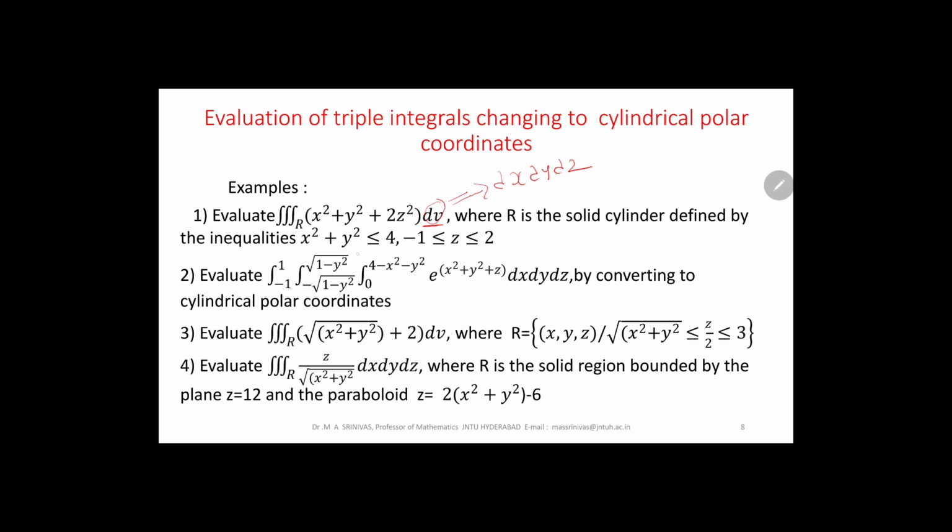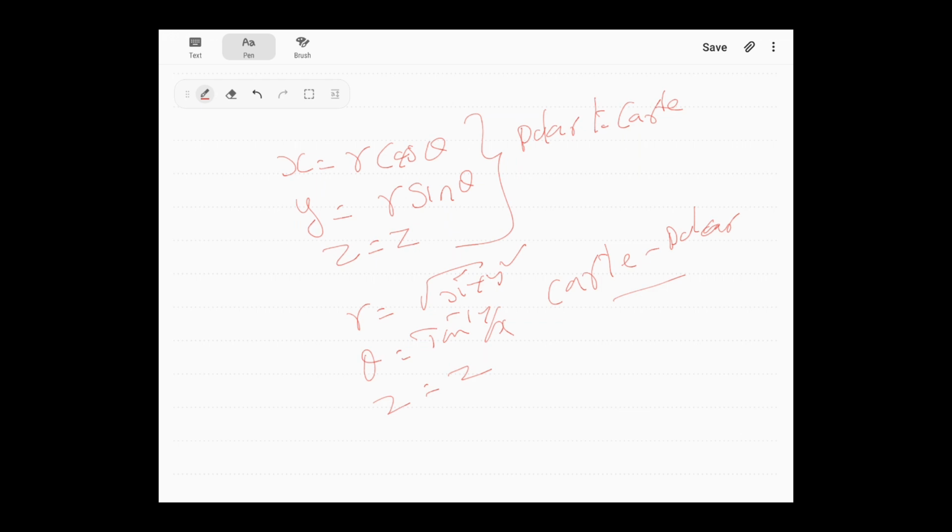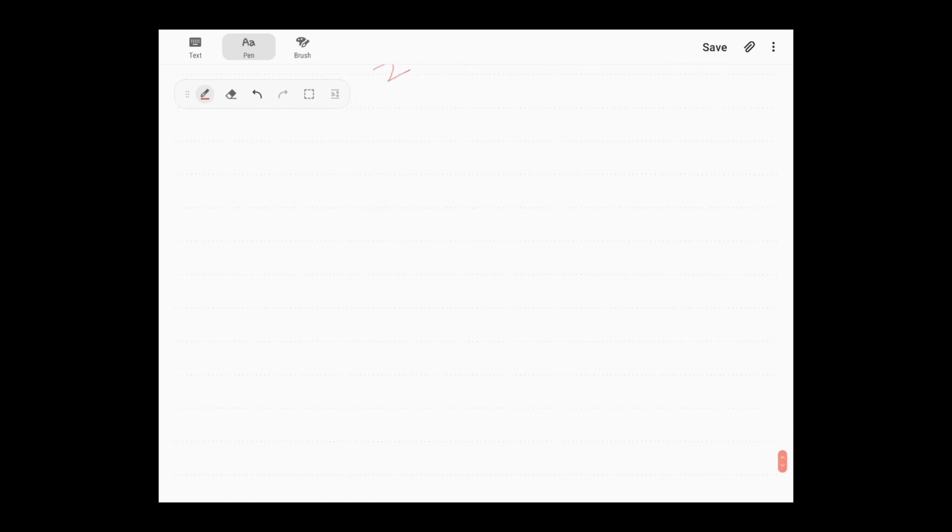x square plus y square is less than or equal to 4, minus 1 less than or equal to z less than or equal to 2. x square plus y square less than or equal to 4, this is a problem in 3 dimensions. So the first problem is this. x square plus y square less than or equal to 4 represents a cylinder. I mentioned many times x square plus y square is equal to 4 is a cylinder. Less than or equal to 4 means the inside part of the cylinder.